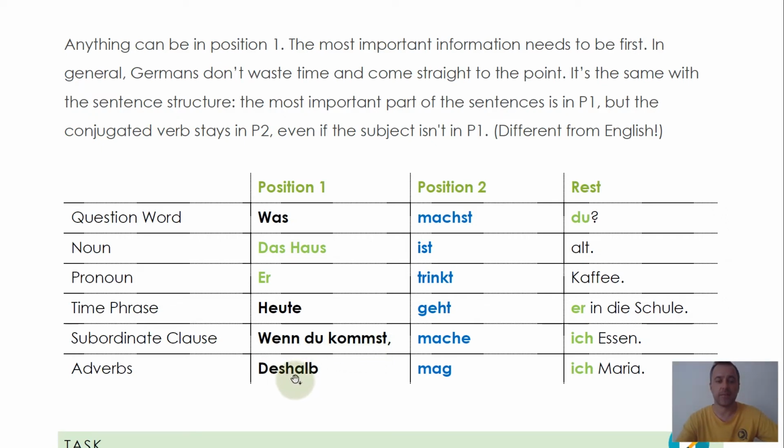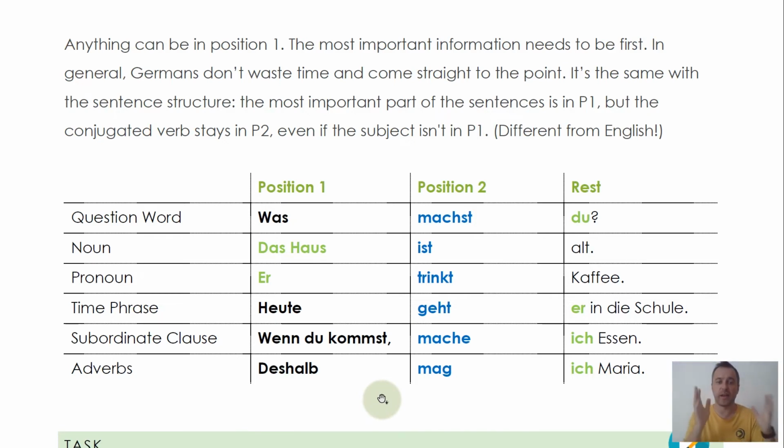And the last thing that could be in position 1 is adverbs. That's pretty much everything that's left here. For example, deshalb mag ich Maria. That's why, in English comma, in German not. That's why I like Maria. That's why like I Maria, word by word.